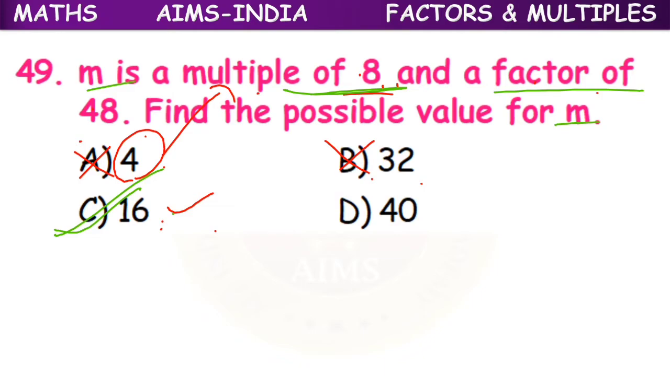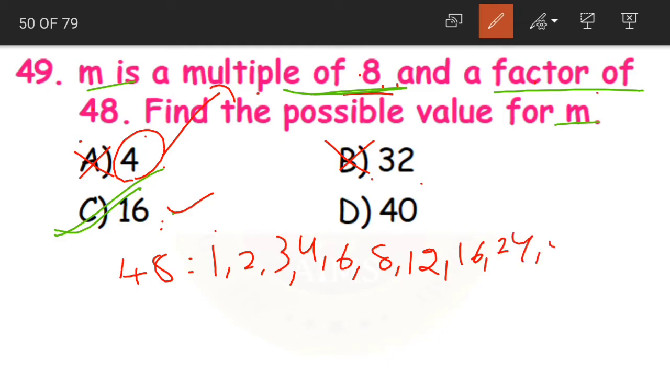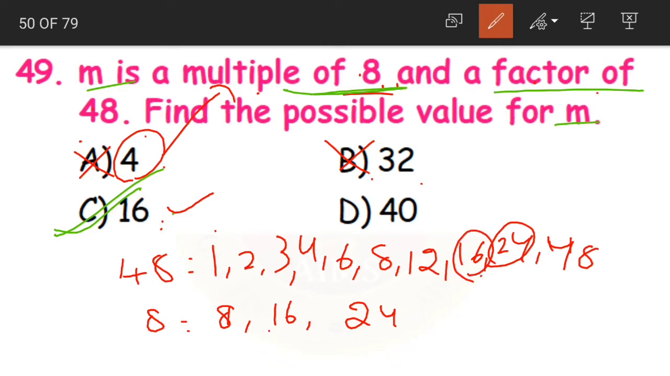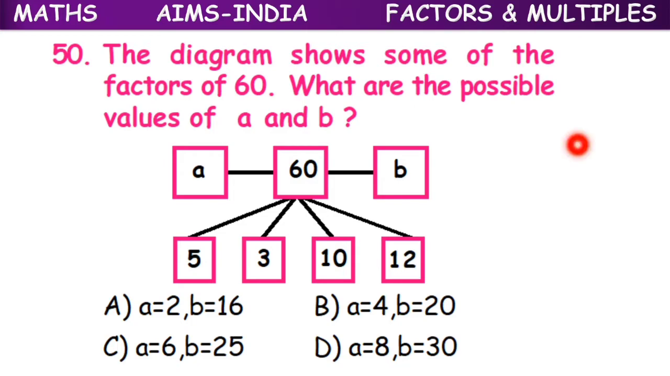Or else you can write down all the multiples and factors of 48. If you look at the factors of 48, we have 1, 2, 3, 4, 6, 8, 12, 16, 24 and 48. And again, if we start writing our multiples of 8, we have 8, 16 and 24. Here we have got the common one, a multiple of 8 and a factor of 48. It is 16 here. Okay, children. So these are the two ways of solving this problem.